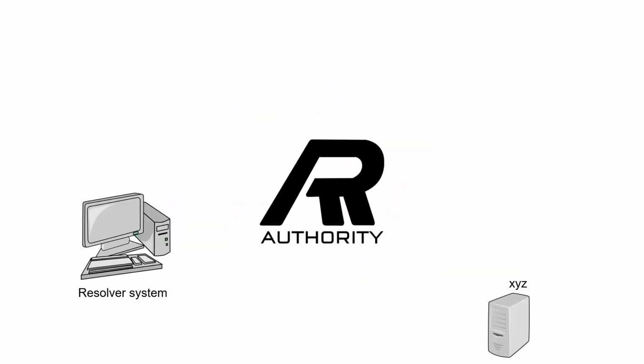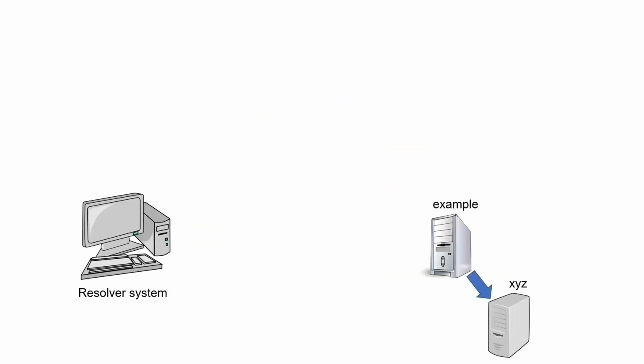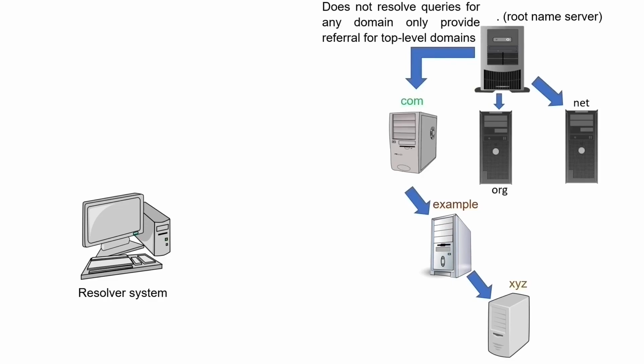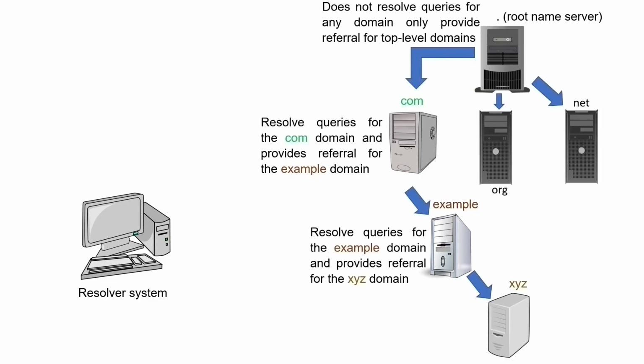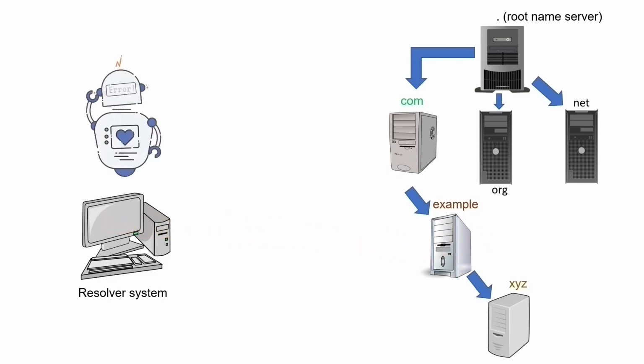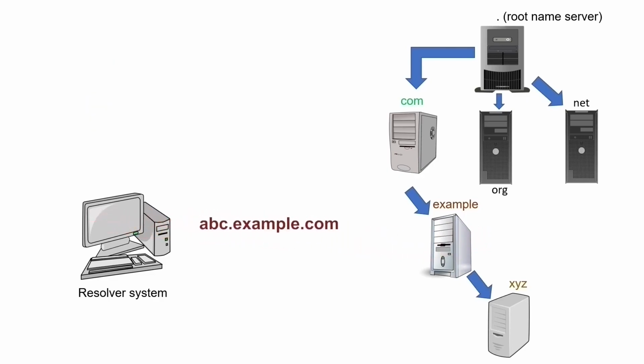Resolver systems can access an authoritative name server through referral name servers. DNS system organizes authoritative name servers in a hierarchy. Each authoritative name server resolves queries for its domain and provides a referral for the child domain. When an authoritative name server receives a query, it checks whether the query belongs to it or its child domain. If the query does not belong to it or its child, it returns an error indicating the requested host or service is not available. If the query belongs to it, it resolves the query.